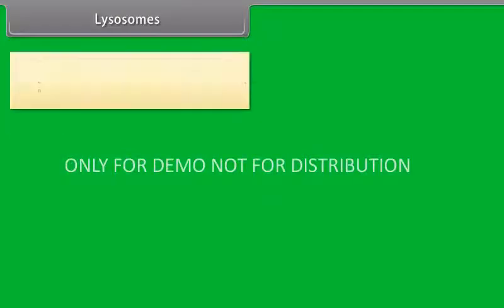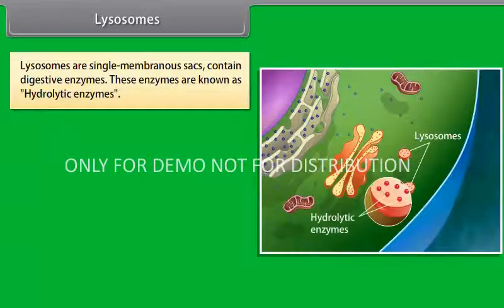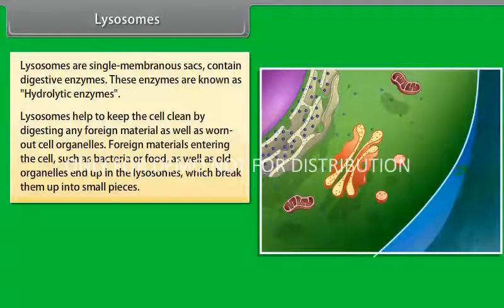Lysosomes. Lysosomes are single membranous sacs containing digestive enzymes. These enzymes are known as hydrolytic enzymes. Lysosomes help to keep the cell clean by digesting any foreign material as well as worn-out cell organelles. Foreign materials entering the cell, such as bacteria or food, as well as old organelles, end up in the lysosomes, which break them up into small pieces.